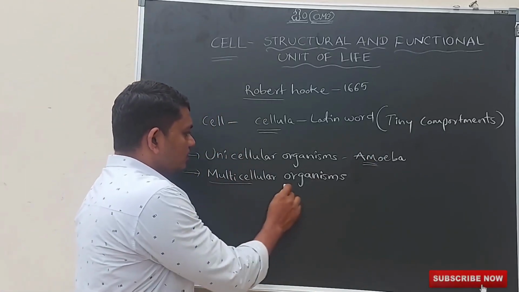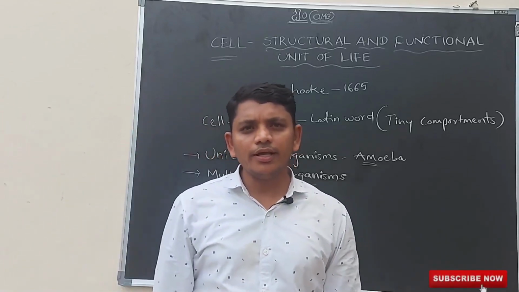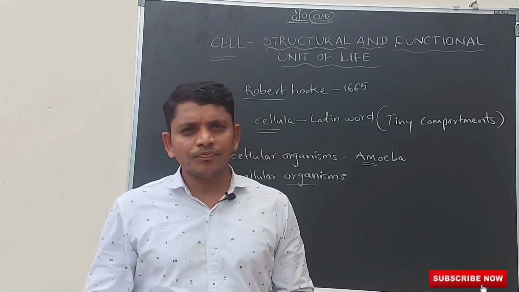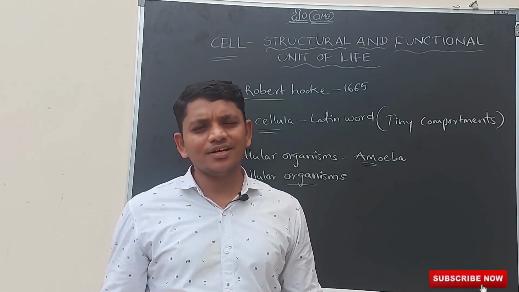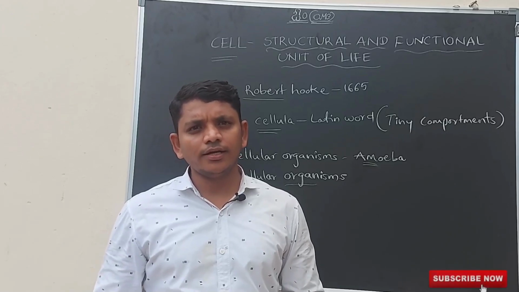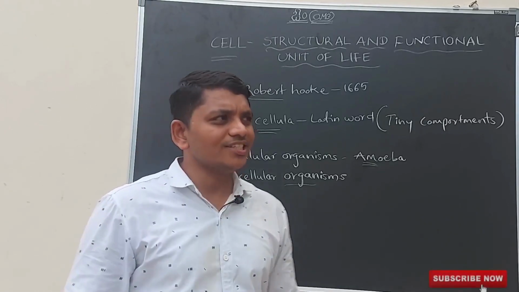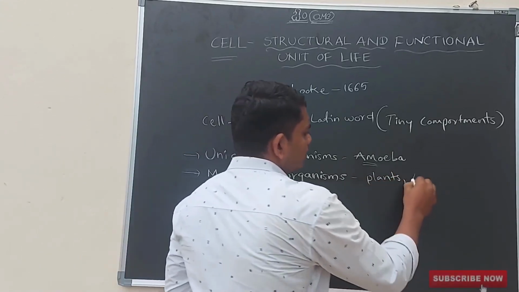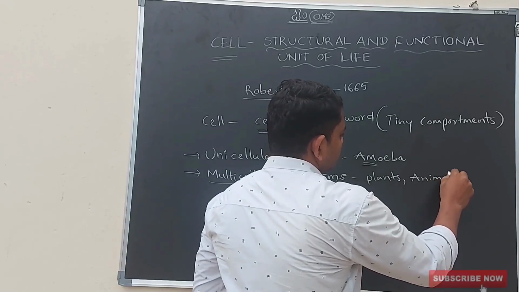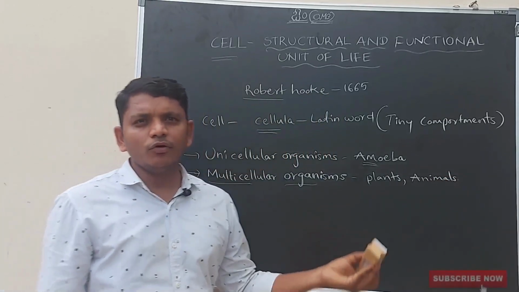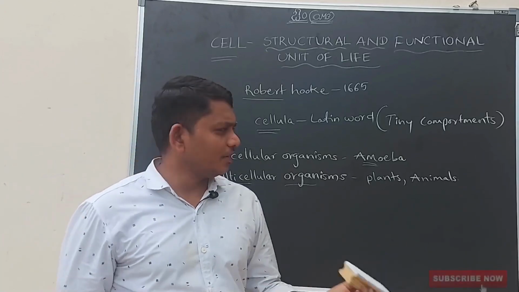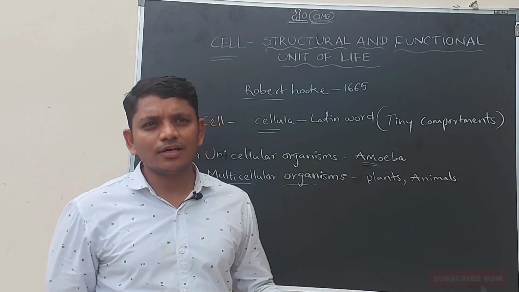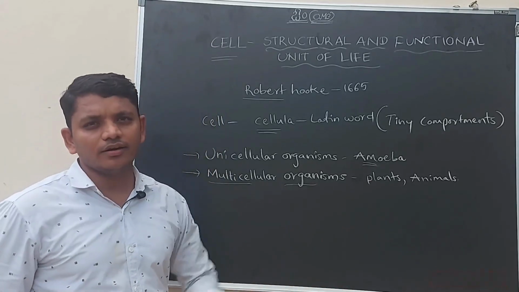And multicellular organisms, which means the entire body is made up of more than 2 cells, as I said earlier, 2 cells or 10 cells or 100 cells or 1000 cells or lakhs of cells. For example, matured plants and animals, mango tree or apple tree or banana tree, or animals like human beings and lions and tigers. All these are best examples for multicellular organisms.